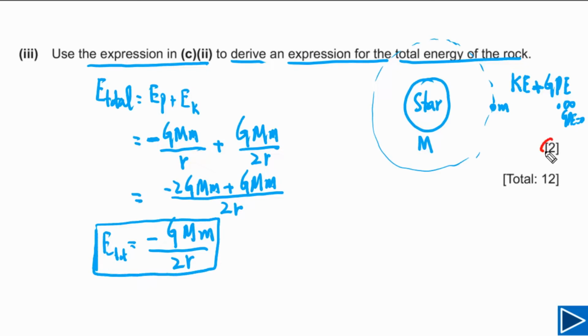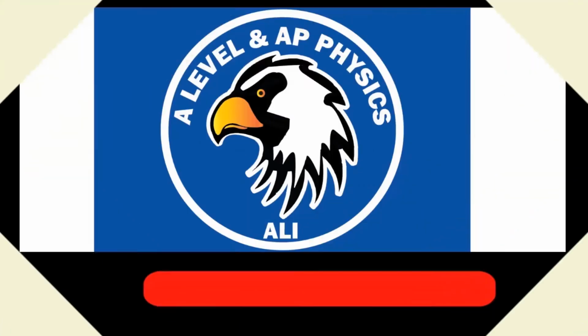This question has 2 marks. The first mark you will get if you have written total energy is equal to EP plus EK, means is equal to GPE and kinetic energy. You will get first mark, and this is C mark. And the second mark is answer mark. If you got the right answer, you will get second mark. This is how marks will be awarded for this part.